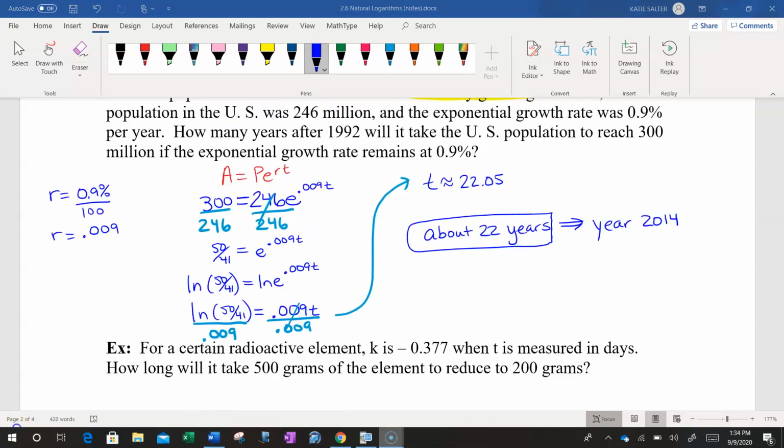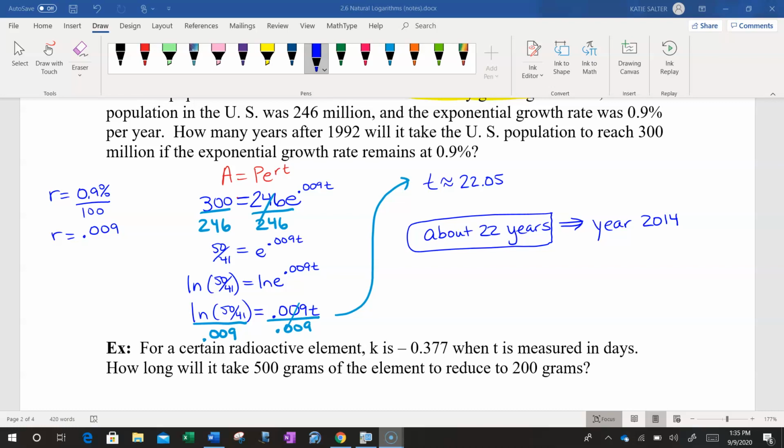So the steps for solving this problem are just like the last problem. We isolate that base. Once we get the e by itself, we take the natural log of each side and then divide through by 0.009. You'll notice that when I typed 300 divided by 246 in my calculator, I got a really ugly decimal, and then I changed it back to a fraction because the last thing I want to do is start rounding in the middle of our problem. If we do that, we can get our answer extremely off.